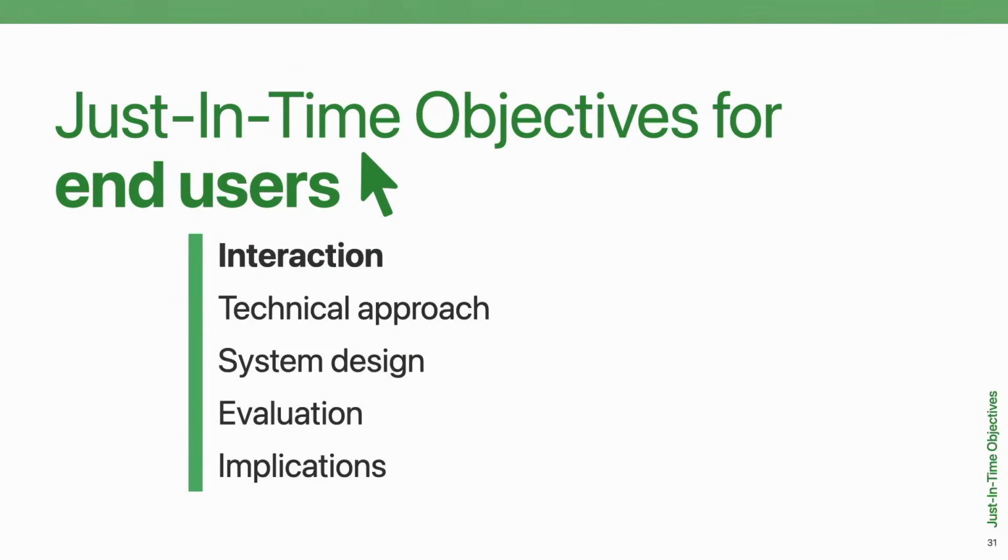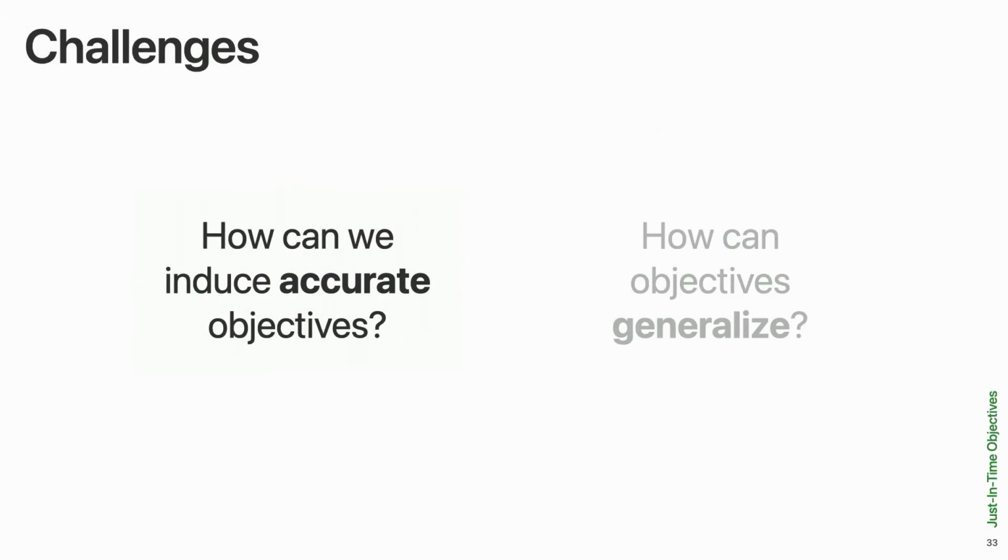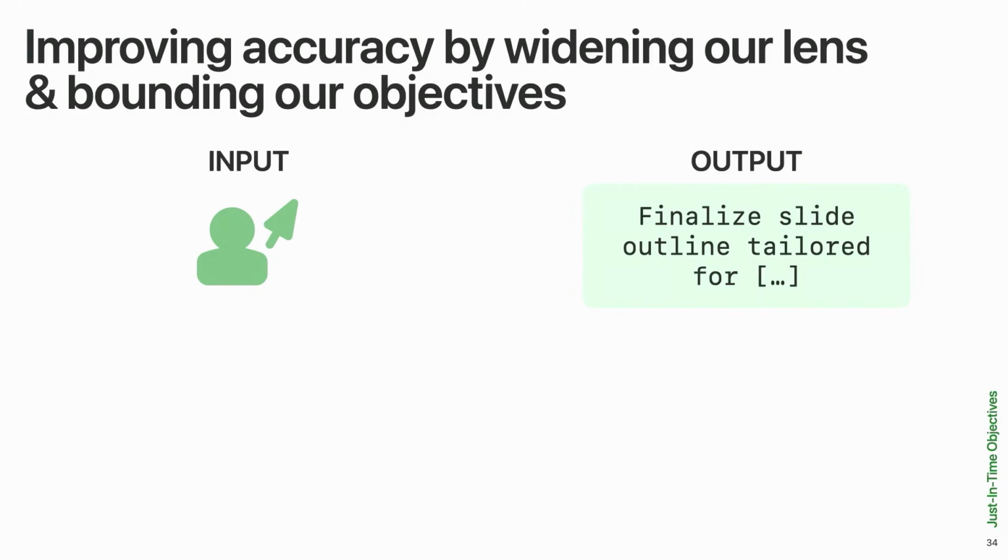So that's the interaction that we're striving for. But to make this happen, we had to deal with a few technical challenges. First, how can we induce accurate objectives? We have as our input a user who we can observe, and we want to get out these sort of objectives like I showed earlier.